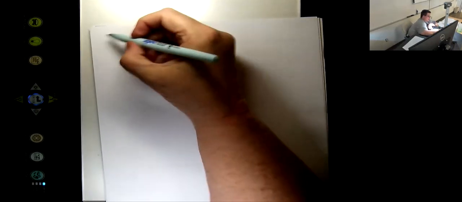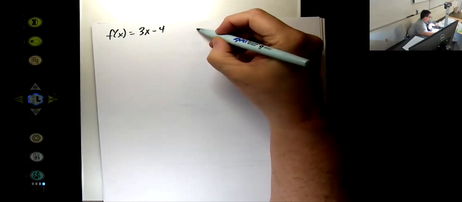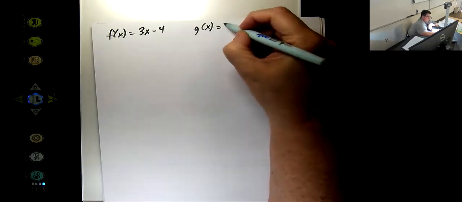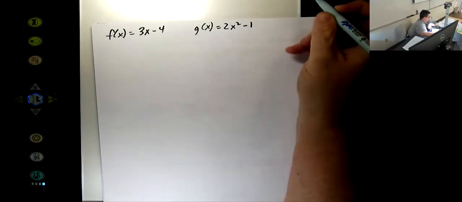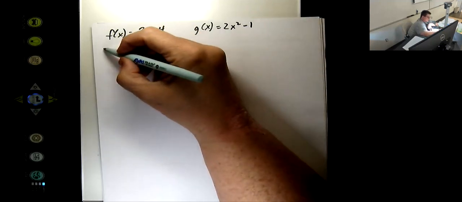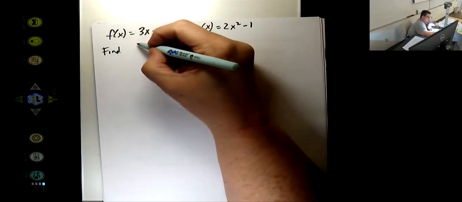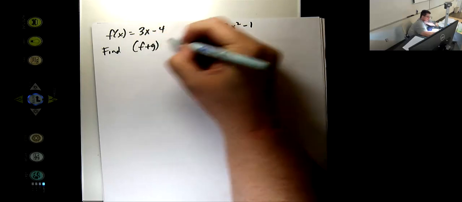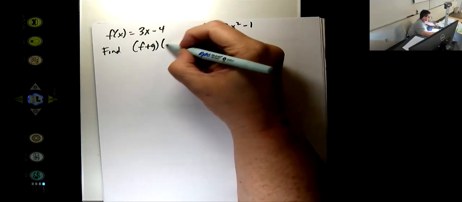Look at some examples. f of x equals 3x minus 4. g of x equals 2x squared minus 1. So first we will find f plus g of 0.